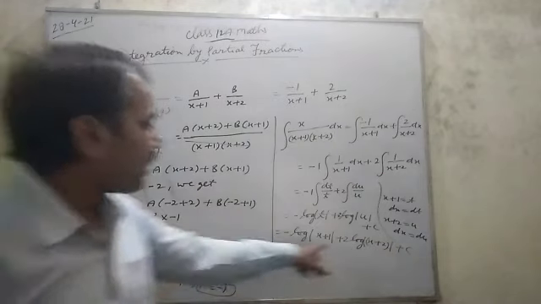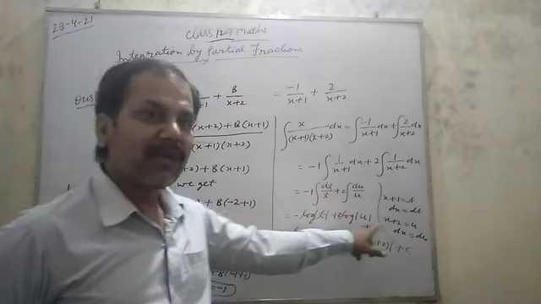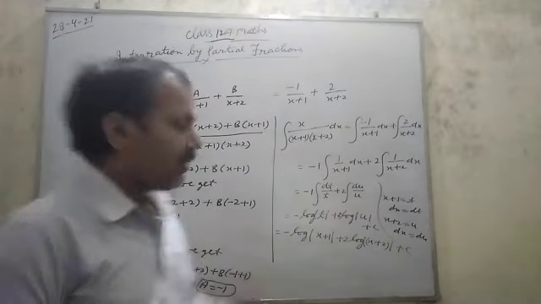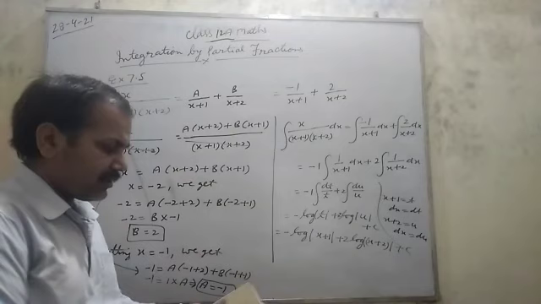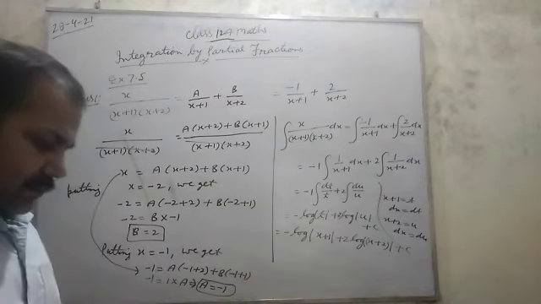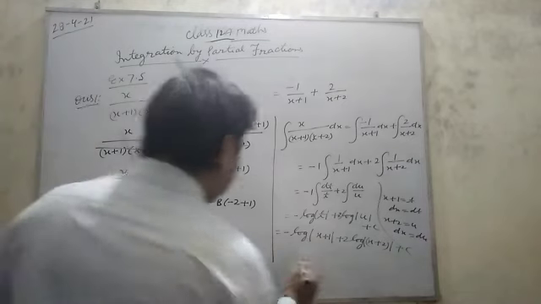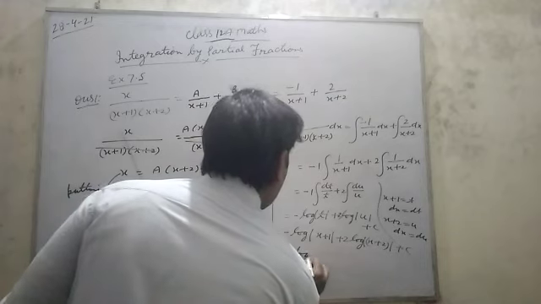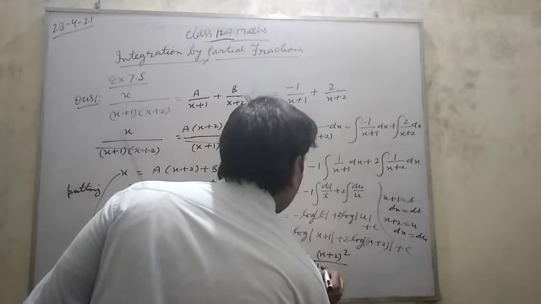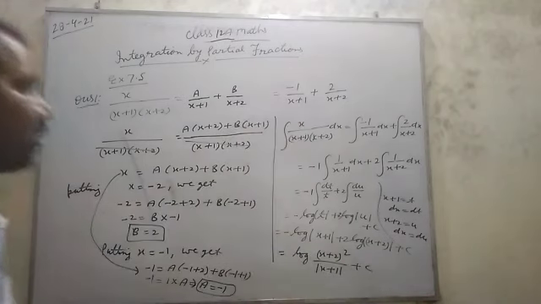We can also write this using n log m: log (x + 2) whole square, minus log (x + 1). This you can also write as log of (x + 2) whole square upon mod (x + 1) plus constant. This is our answer, clear? This is 7.5 question 1.